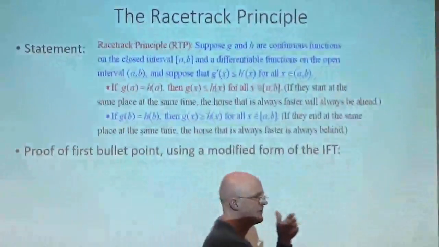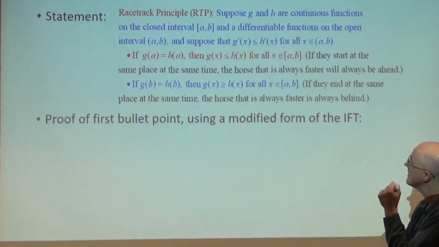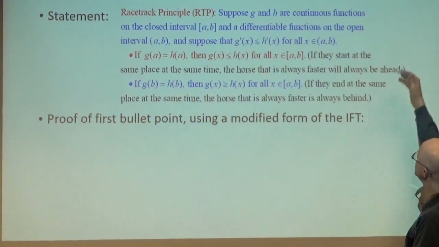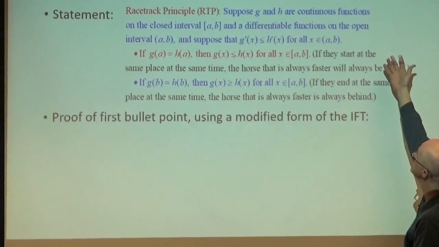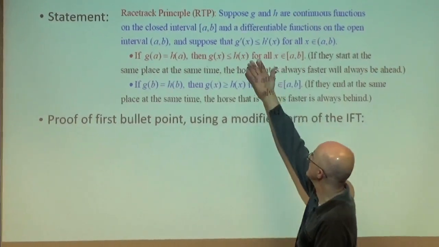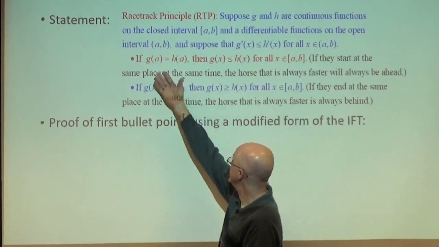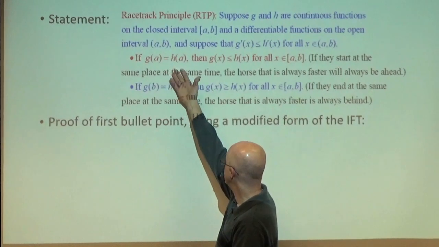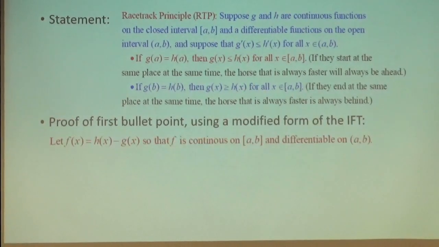Let's prove the first bullet point using a modified form of the increasing function theorem. Trying to show this first bullet point. I'm implicitly assuming everything in the first paragraph, including the fact that I'm assuming g prime is less than or equal to h prime. And I'm also now going to assume what's in red here, g of a equals h of a. How do you do it? It's once again a trick.